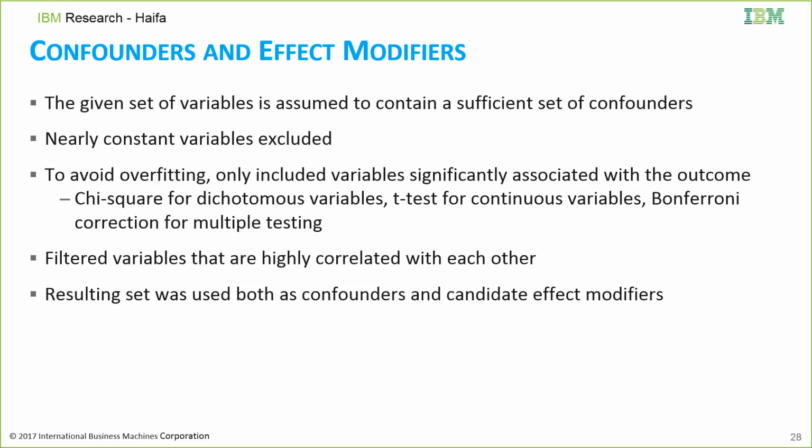As always, we assume that there are no unrelated confounders, or that any unrelated confounders are blocked by the confounders that are already in the data. We excluded covariates that are almost constant, and to avoid overshooting, which is also something the community does not really like. We included only covariates that were associated with the outcome, and also covariates that have strong association with one another.